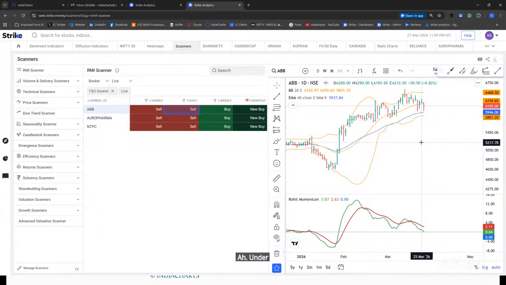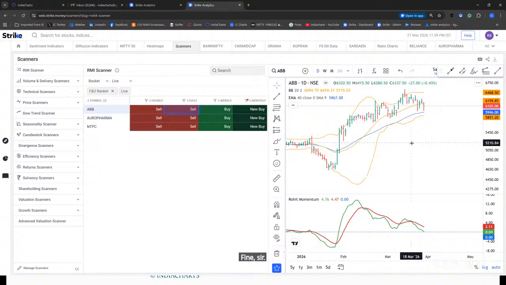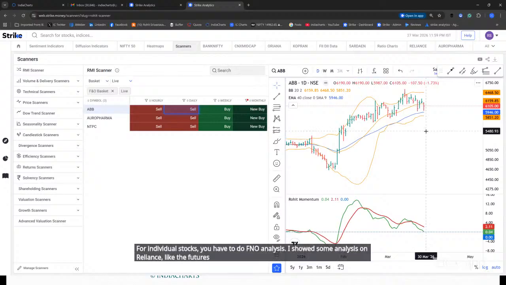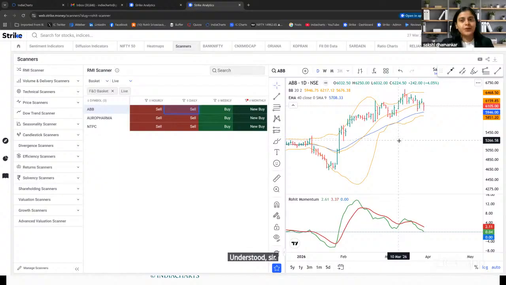Understood. Okay, sir. Got it. Fine, sir. All sentiment and diffusion indicators are like that. They try to judge the market first. For individual stocks, you have to do FNO analysis. I showed some analysis on Reliance, like the futures open interest. That is what we have to do when it comes to individual stocks. Understood, sir. Okay, sir. My question is over. Thank you so much, sir, for your time.